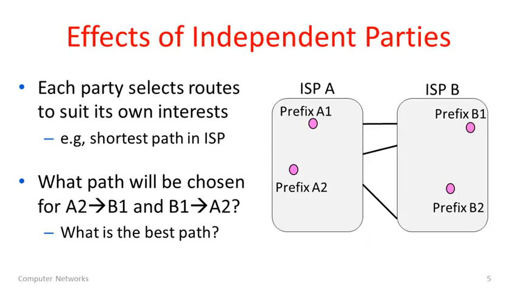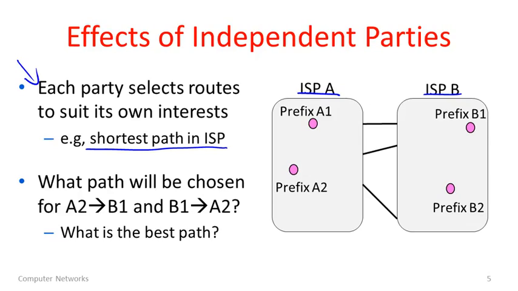In fact, having different parties in the network with different preferences can lead to some strange effects. So let's look at the kinds of things that can and do happen in the internet today. So here's a simple model network. We have 2 ISPs, ISP A on the left and ISP B on the right. Now, the policy for each of these ISPs is that they want to choose the shortest path within their own network. Why?